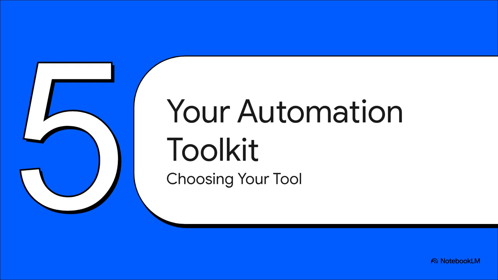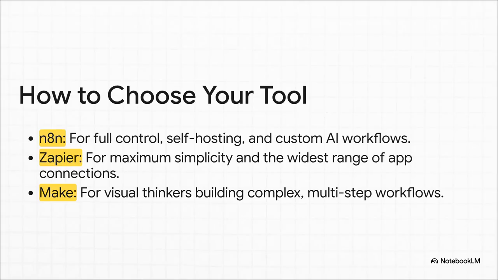All right, so we've looked at the problem, the solution with n8n, and the wider marketplace. It all comes down to this. What's the right move for you? Let's tie it all together into a simple choice. So here's the bottom line. Choose n8n if you're a developer or technical person who wants total control, values data privacy, and gets excited about building custom AI workflows from scratch. Choose Zapier if your number one priority is just getting it done easily and you need to connect to the widest possible range of apps. And choose Make if you're a visual thinker who wants to build really complex, branching workflows without having to write a line of code.